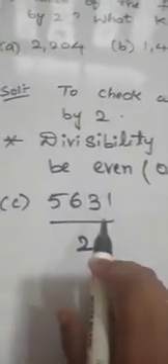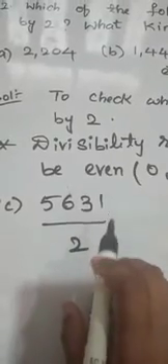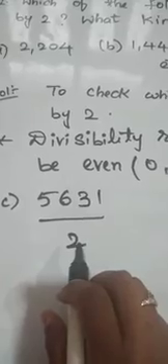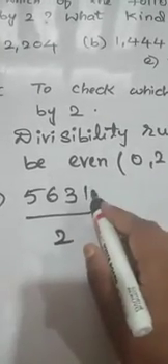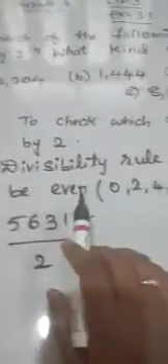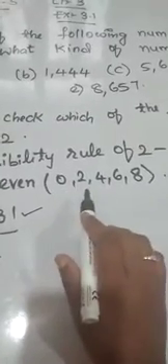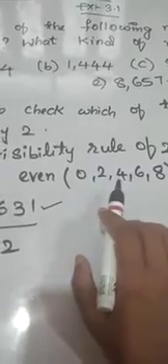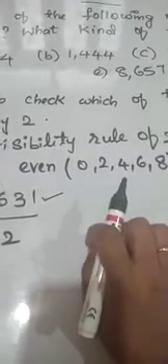Here we have to check 5631 divided by 2, because we are checking whether it is divisible by 2 or not. So we check from the last digit. Here the last digit is 1. But what rule are we applying? The divisibility rule of 2. So the last digit should be even, meaning 0, 2, 4, 6, 8. So here, is 1 there? No, 1 is not there. So it is not divisible by 2.